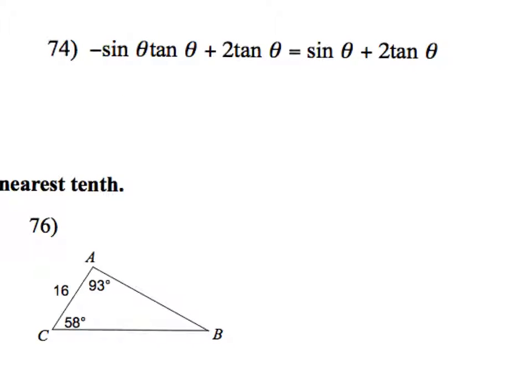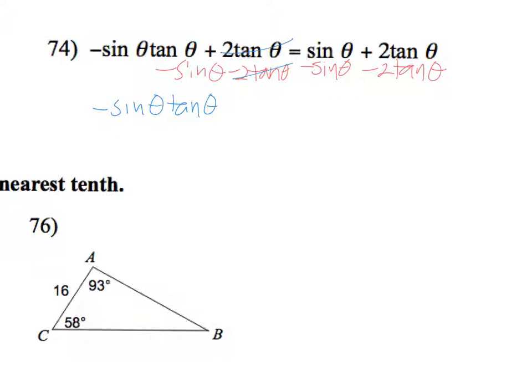I've got another solving problem. I'm going to start by moving everything to one side. So I might do minus sine theta, minus 2 tan theta, minus sine theta, minus 2 tan theta. You might notice that my 2 tan thetas cancel out, and I'm left with minus sine theta tan theta, minus another sine theta is equal to 0. I can factor a sine theta out of both of these, and in the parentheses I'm going to have negative tangent theta, and then minus 1 is equal to 0.